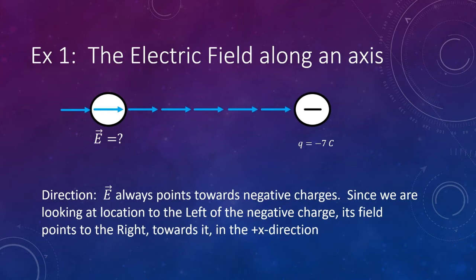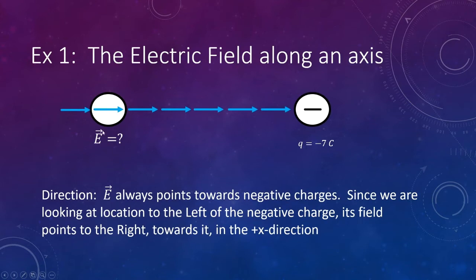If we're looking at a location to the left of this charge, the field is always pointing towards that negative charge, so when we're looking at a location to the left of it, our field is going to the right towards that negative charge, which would be in the plus x direction. Likewise, if we were looking at a point over here, the field would be going to the left in the minus x direction. But again, we have a negative charge, the field is always pointing towards it.